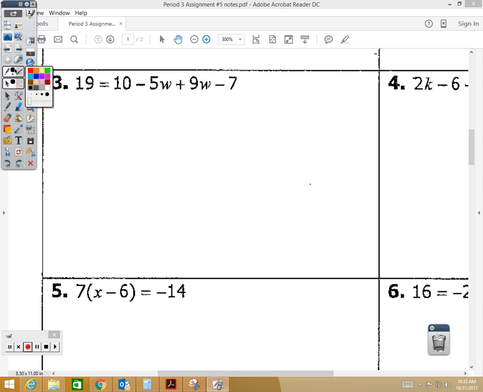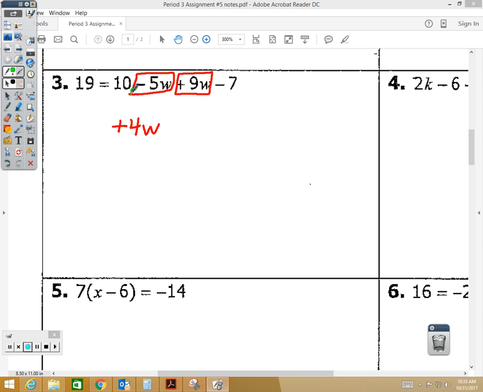How many terms are to the right of the equation? 4 terms. Remember, we can only have 2 terms. So let's look for our terms that have the variable first. Which 2 terms have the variable? Try again. Good. So negative 5w and positive 9w. So we're going to combine those first. Negative 5 plus 9. Positive 4. So make sure you have that positive sign, 4, and your w comes along with it.